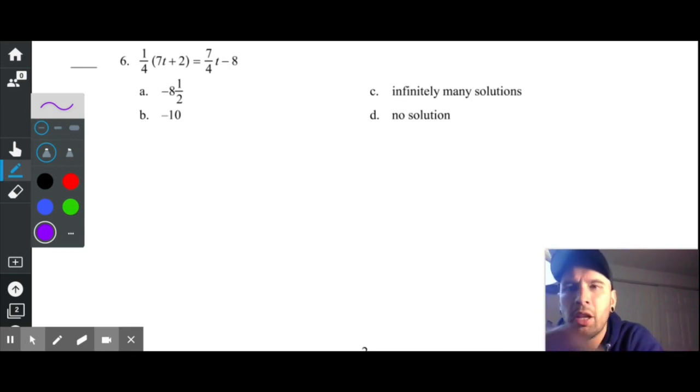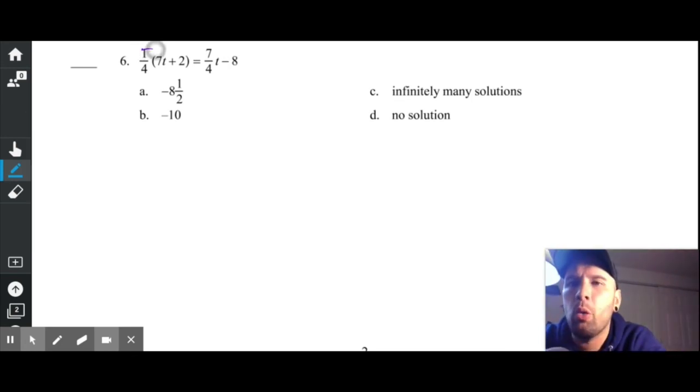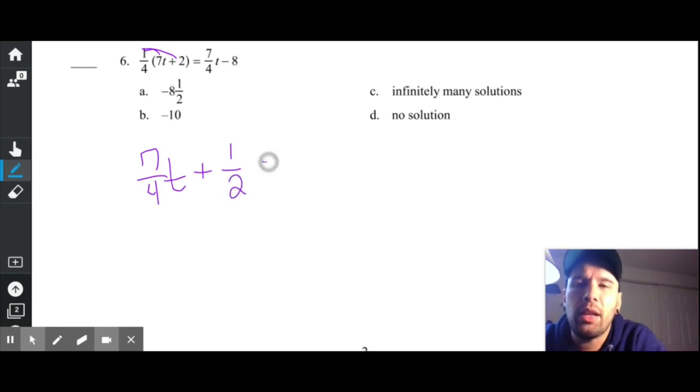While I'm at it, instead of just writing out the original problem, I'm going to quick distribute right now. 1/4 of 7t is 1/4 times 7, 7 over 4t. 1/4 of 2 is a half. That's going to equal, look at that, 7 over 4t minus 8.